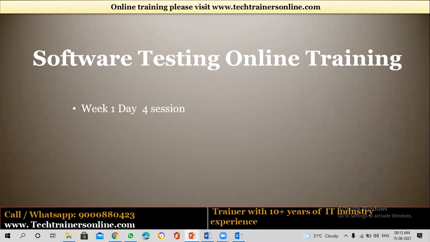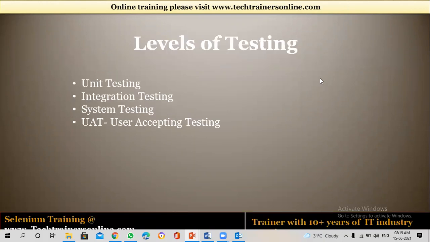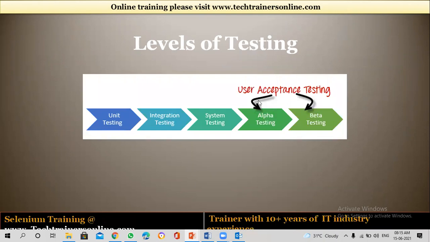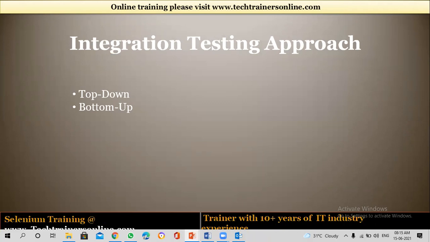In today's session, we will talk about levels of testing like unit testing, integration testing, system testing, and user acceptance testing. We'll also try to understand that there are two types of testing in user acceptance testing. One is called alpha testing, and another one is beta testing. So we'll try to understand this, and also integration approaches. Whenever you try to do integration testing, there are different approaches we have, but mostly we use the top down and bottom up approach, which we are going to discuss.